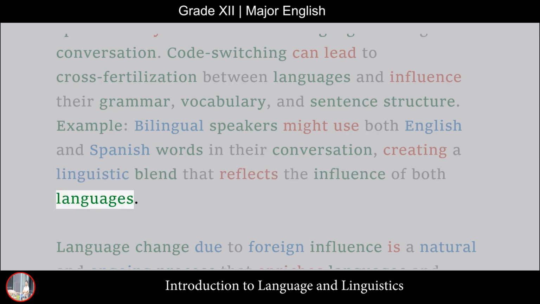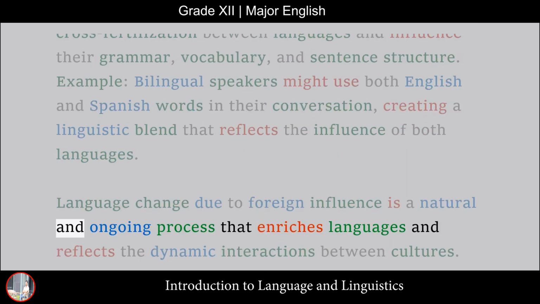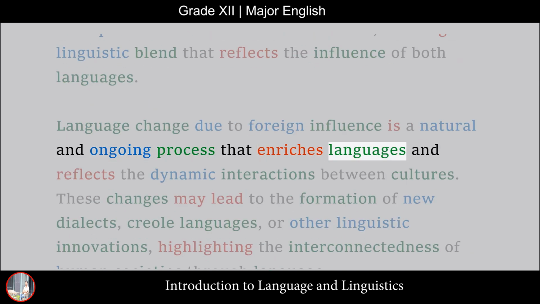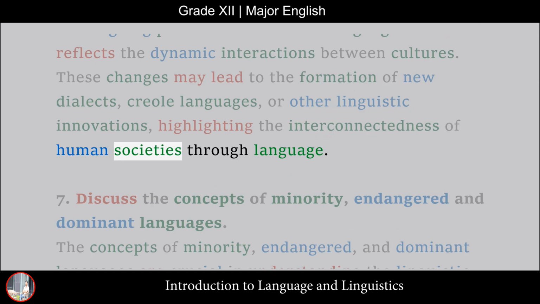Language change due to foreign influence is a natural and ongoing process that enriches languages and reflects the dynamic interactions between cultures. These changes may lead to the formation of new dialects, Creole languages, or other linguistic innovations, highlighting the interconnectedness of human societies through language.